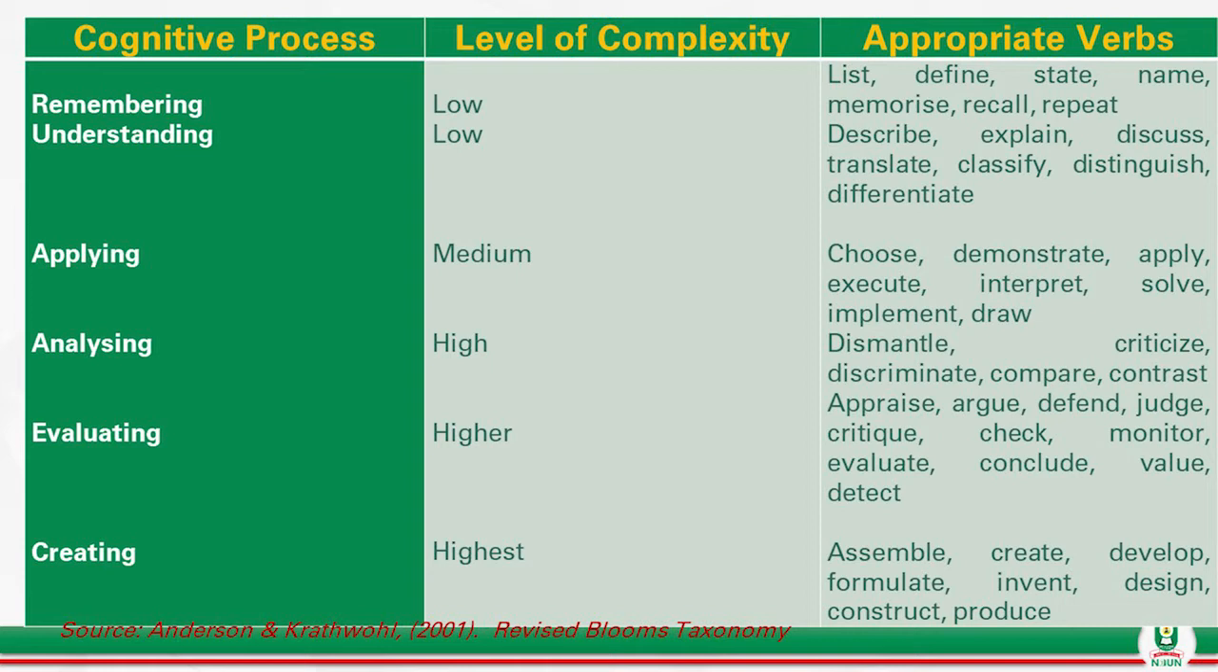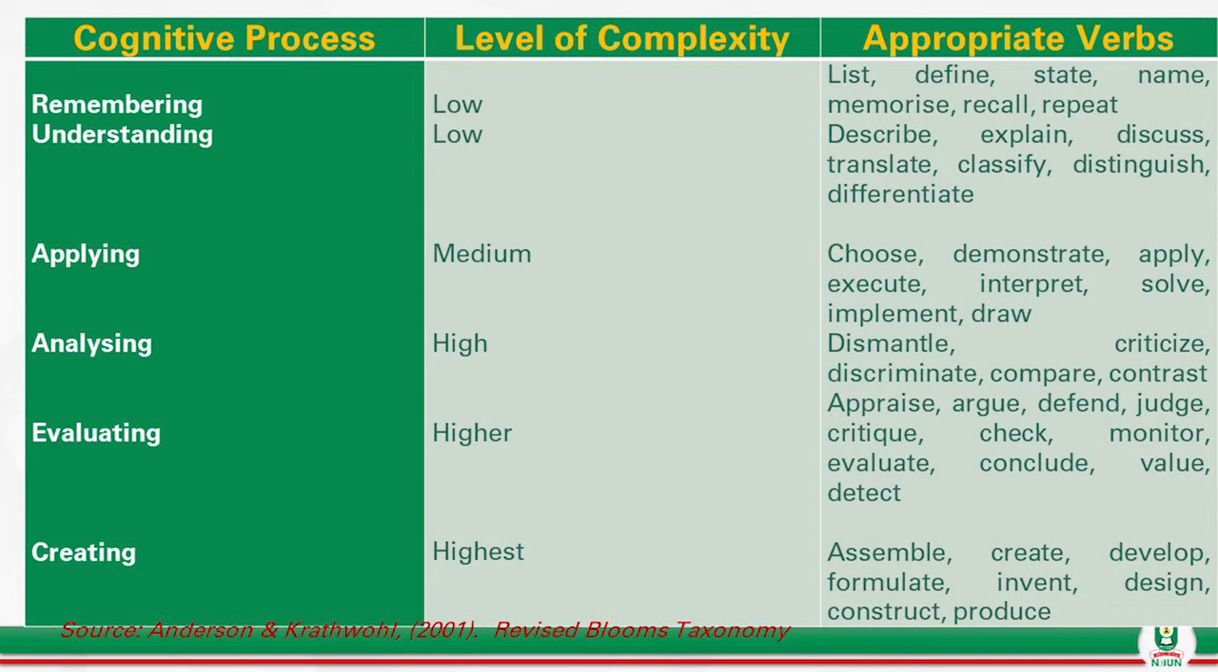Remembering is a low level, and we can use the words list, define, state, name, memorize, recall, and repeat. Understanding is also a low level, and we use terms like describe, explain, discuss, translate, classify, distinguish, and differentiate. Applying has a medium level of complexity, and we use the words choose, demonstrate, apply, execute, interpret, solve, implement, or draw.